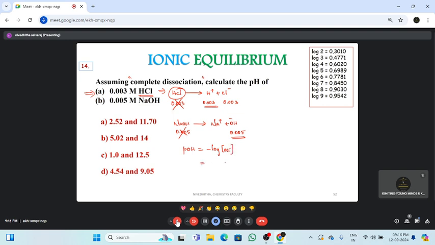After finding pOH, we have a relationship between pH and pOH. pH plus pOH is equal to what? 14, ma'am. Very good, 14. So from the value of pOH, find the value of pH for sodium hydroxide. That's it. So find the value of pH of HCl and sodium hydroxide.